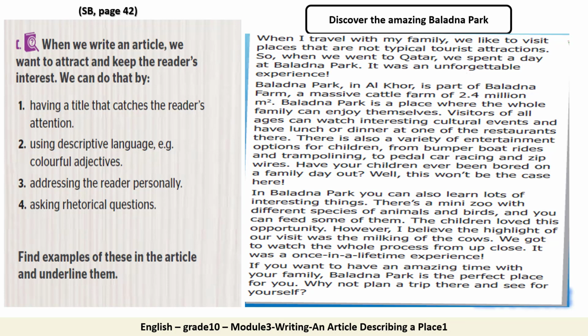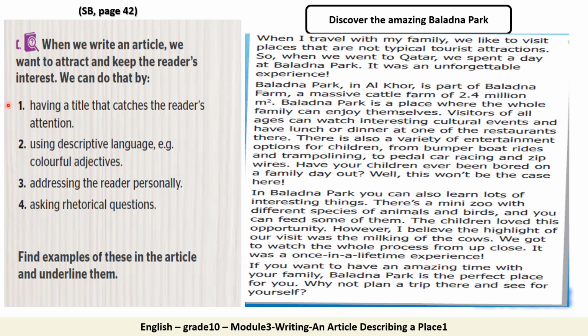Now move to Activity C in your student book, page 42, and let's recapitulate. When we write an article, we want to attract and keep the reader's interest. We can do that by, 1. Having a title that catches the reader's attention, 2. Using descriptive language, for example, colorful adjectives, 3. Addressing the reader personally, and 4. Asking rhetorical questions. Now it's your turn to find examples of these in the article and underline them. Pause the video and complete the task.